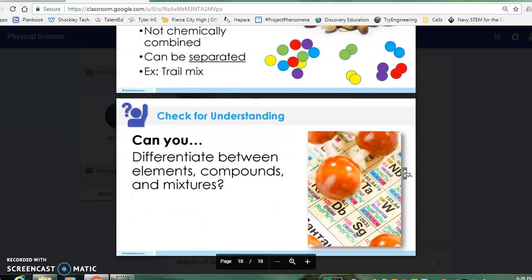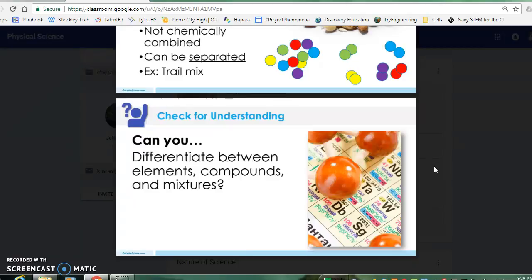So to make sure you fully understand this lesson, we'll bring you back to the essential question, which was, can you differentiate between elements, compounds, and mixtures? So remember, an element or compound is going to be a pure substance. It cannot be broken down into its original form unless it's a compound, but then it has to go through a chemical reaction, and it's quite difficult to do.